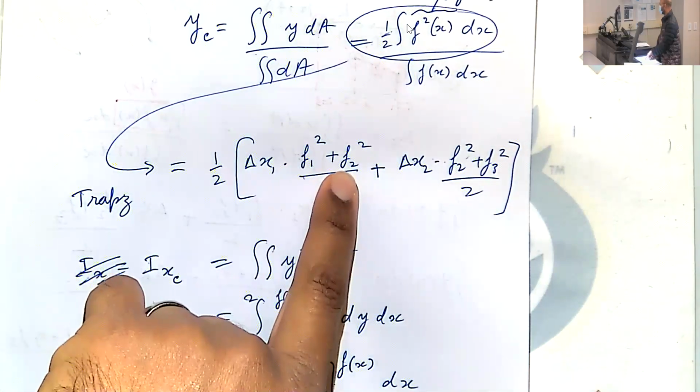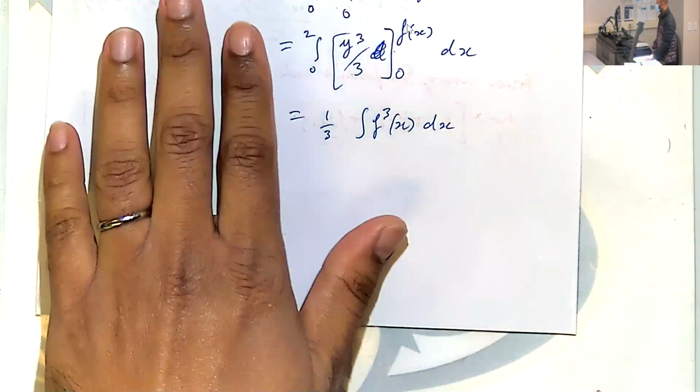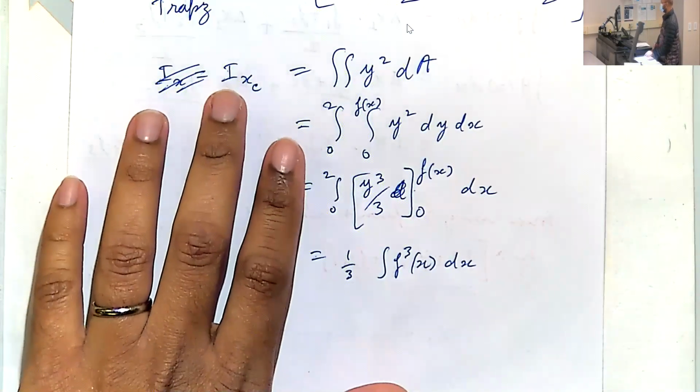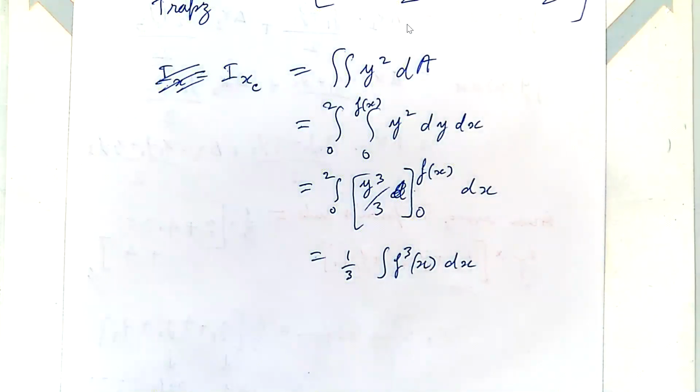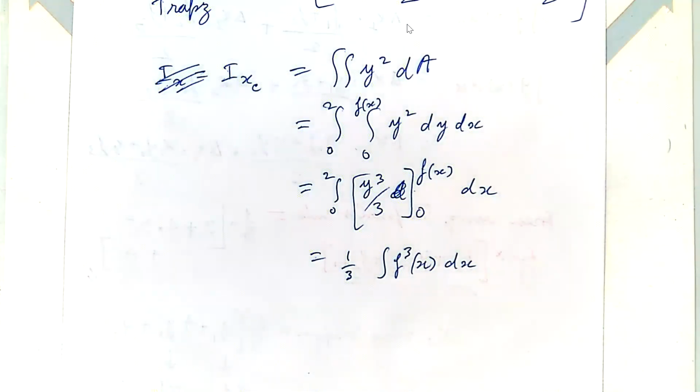F1 cubed plus F2 cubed, etc. This is for IXC, yes. For IX, you just use the parallel axis theorem. So IX equals IXC plus A H squared. Correct. And that H, don't confuse that H with the Simpson's H. Yeah, no, I know.